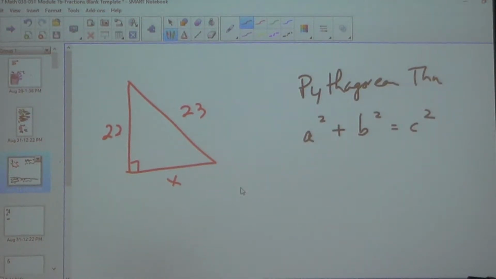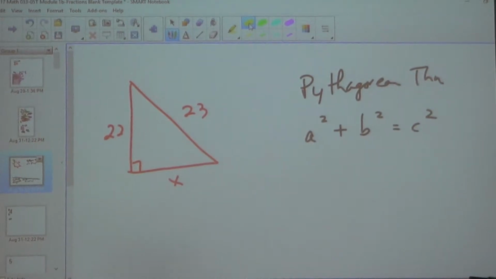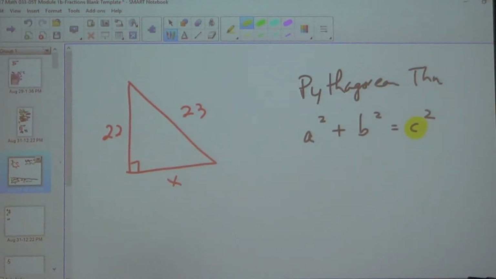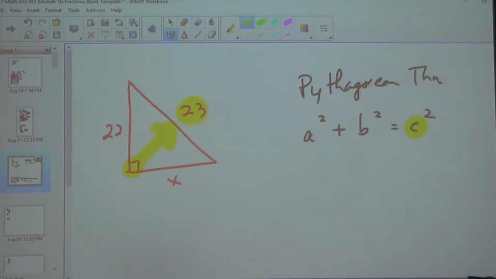But it doesn't tell you how to use it. It just says A squared plus B squared equals C squared. And you have to find the height or something, maybe? The height. What you have to know is the C. The C is located across from the right angle. So your C is called your hypotenuse. Your C is your diagonal side across from your right angle. So in this problem, my C is going to be 23.